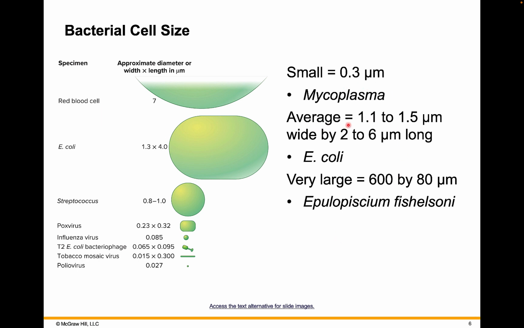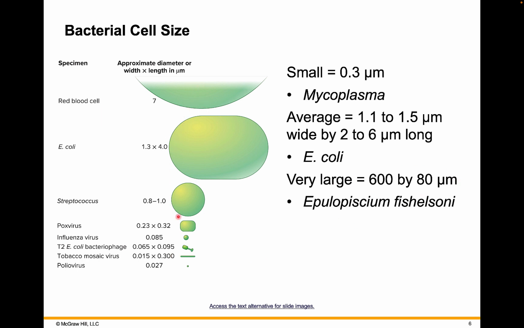On average, you can see that E. coli is 1.1 to 1.5 micron wide and 2 to 6 micron long. This is the typical structure of the E. coli, approximately 2 to 6 micrometers long, 1.1 to 1.5 micrometers wide on average. Very large bacteria like this Epulopiscium fishelsoni could be 600 by 80 micrometers. So you can see that they are very large.